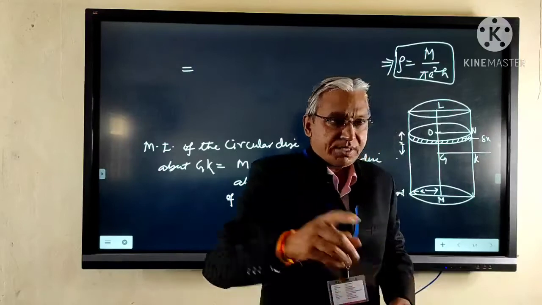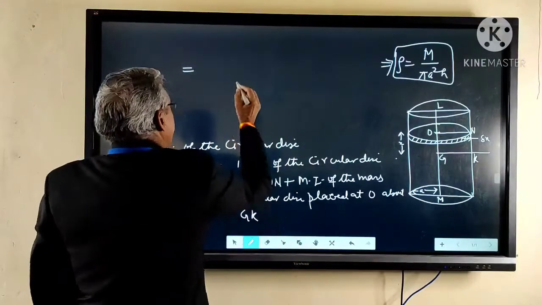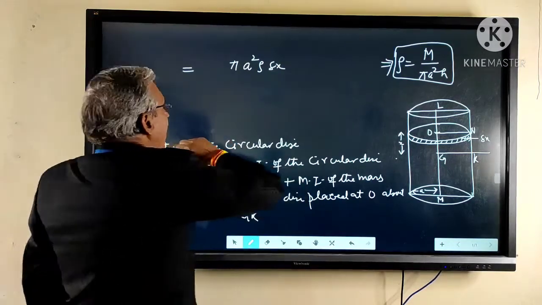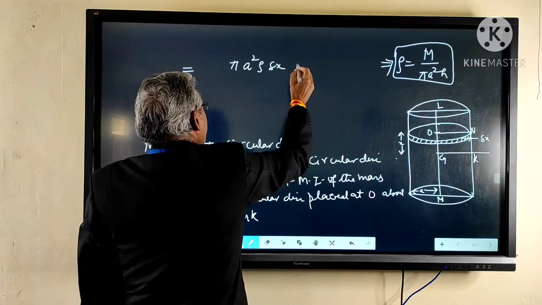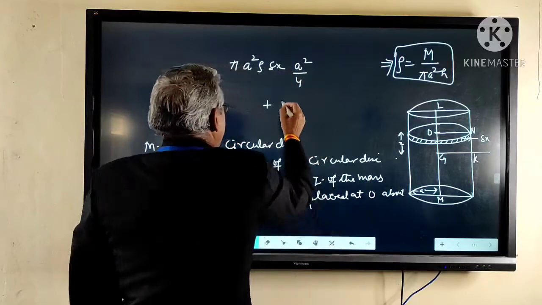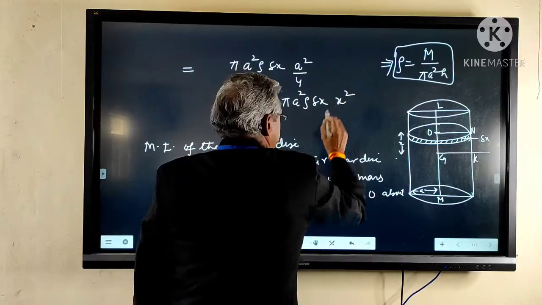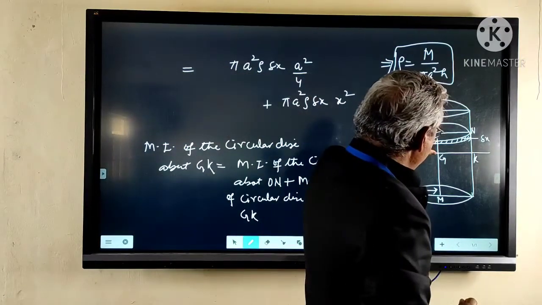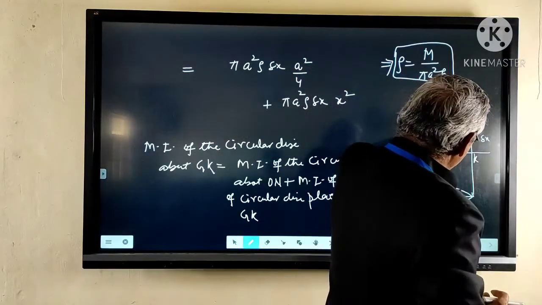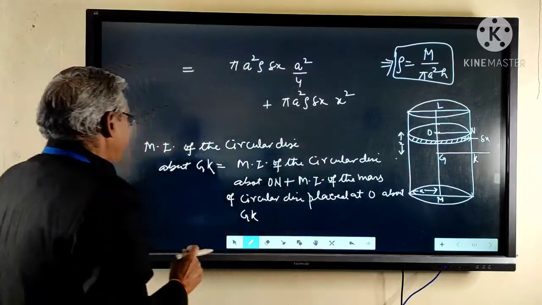इट मीन्स अपने जानते हैं कोई भी सर्कुलर डिस्क है उसके जो डायमीटर के अबाउट मोमेंट ऑफ इनर्शिया होता है दैट इज m स्क्वायर बाई 4. तो हियर दिस इज m इज पाई a स्क्वायर रो डेल x, दिस इज द m एंड दिस इज a स्क्वायर बाई 4 प्लस मास इज पाई a स्क्वायर रो डेल x into this is x square, because the perpendicular distance of the mass which is placed at O is x, so therefore it is x square.